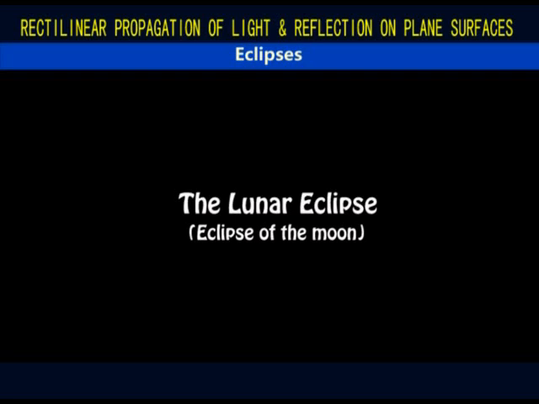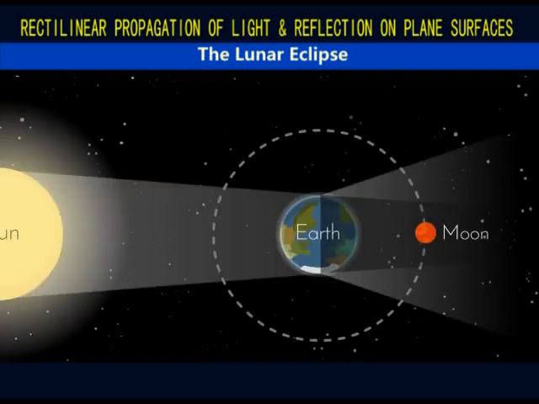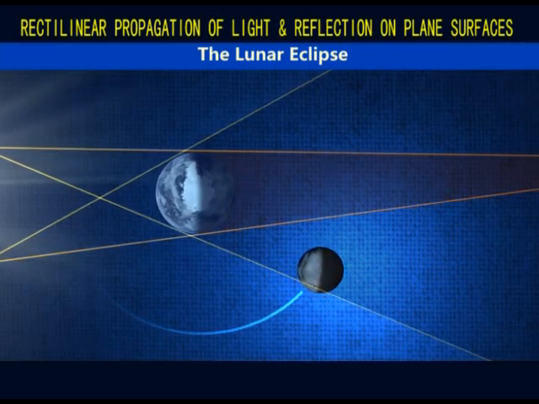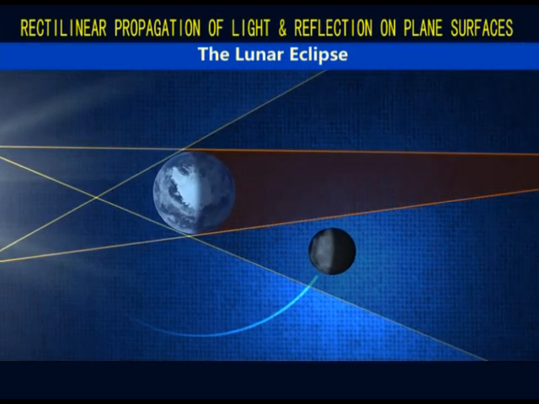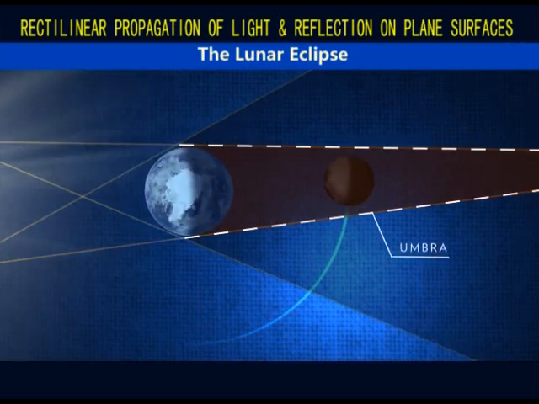A lunar eclipse happens when the Earth blocks some or all of the sun's direct light from reaching the moon. This takes place only during the full moon, which happens every month. When the Earth blocks the sun's light, it can cast two kinds of shadows on the moon: a larger penumbra and a smaller, darker umbra.